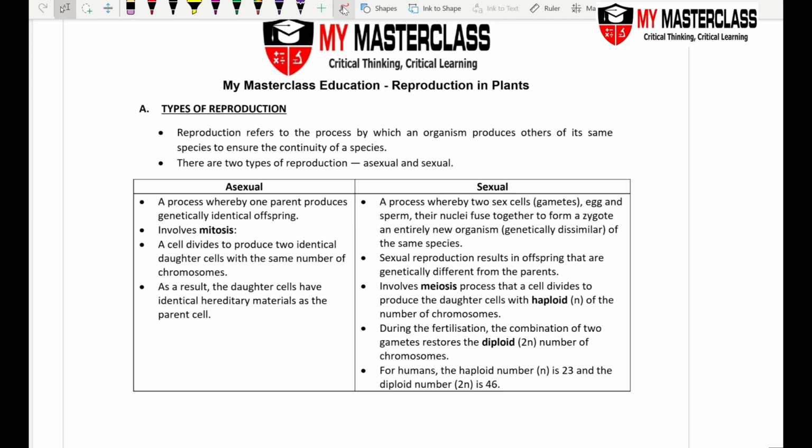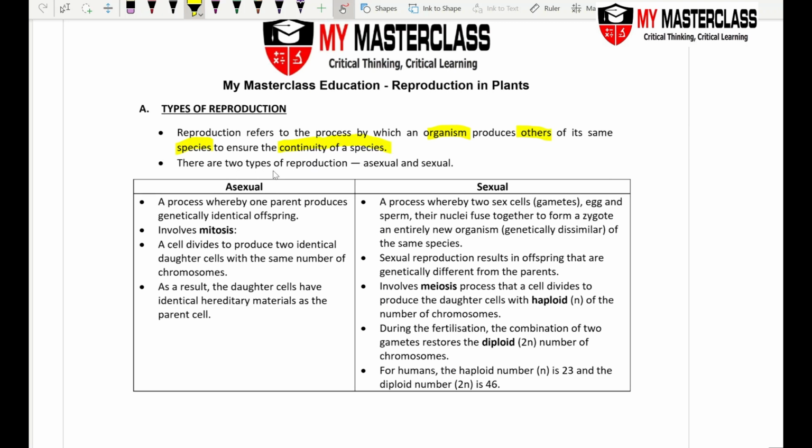Hi students, today we are looking at reproduction in plants. So reproduction by definition is whereby you have got an organism and this organism is able to produce others of its own species. So why is this important is to ensure that there is a continuity of the species and the species does not die off.